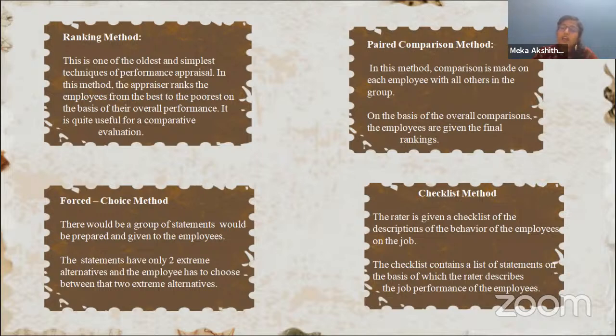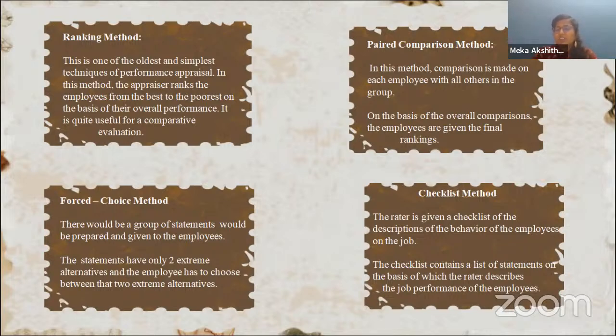For example, if there are 20 employees in a department, then each employee is compared with the other 19 employees, one employee to one employee, only one at a time. That comparison would be in pairs, only two compared at a particular point of time. So all the 20 members would be compared to one another, and after comparing, the individuals would be ranked from 1 to 20.